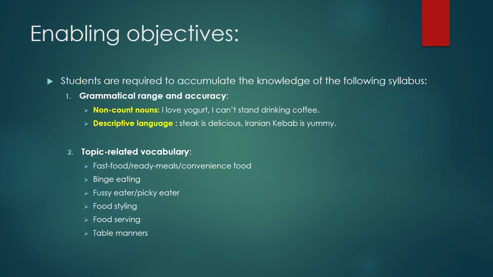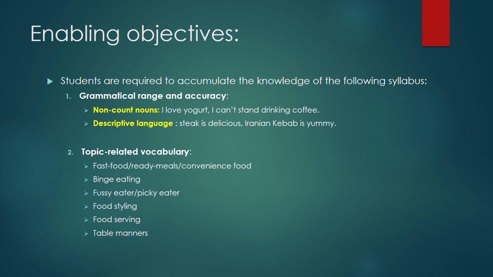Descriptive language, for example, steak is delicious, Iranian kebab is yummy. So again, we have descriptive language, we have a set of adjectives, yummy, delicious, and copular verbs, linking verbs such as the verb to be, which describes different types of food. For example, in here, steak and kebab.